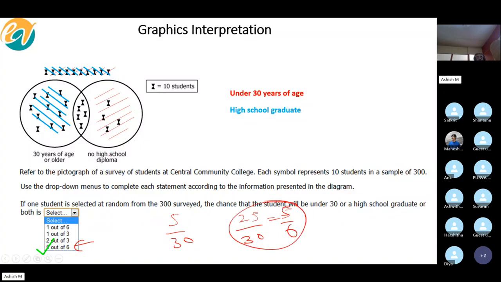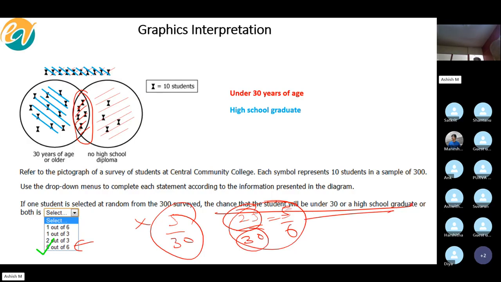So the only area that does not qualify in this set of conditions is this area. So this is the only area that does not qualify. So 5 out of 30 do not qualify. Basically, there are a total of 30 symbols, right? 5 out of 30 do not qualify, which means 25 out of 30 do qualify this criteria.